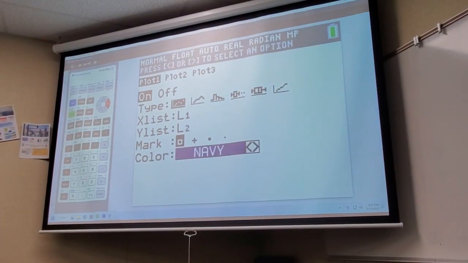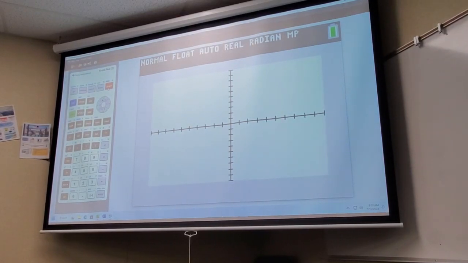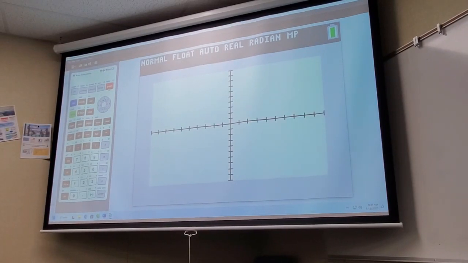If I hit graph right now, I get this, which is not what I expected, correct? I want to see some dots, calculator. Everybody hit graph. Does anybody get an error message? Let me know. If you hit the graph button, is everybody with me so far? No error messages? Okay, because it depends on what else somebody put into the calculator. Could be some error messages.